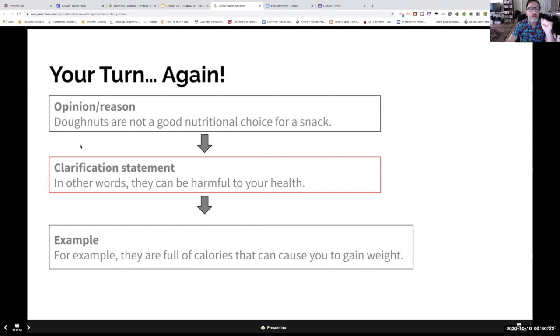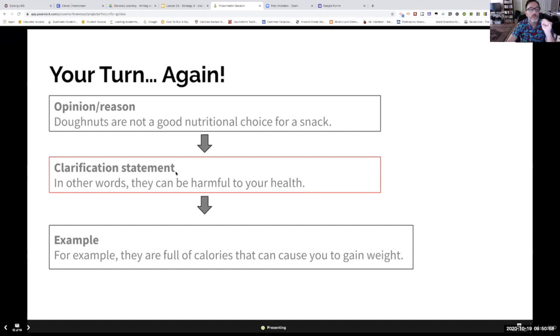So what I want to take a look at is an important distinction here, so stay with me because this is an important point. You have your clarification statement: in other words, they can be harmful to your health. So it's important for us to provide an example or examples after that clarification statement. So, for example, they are full of calories. How can it be harmful to your health? Well, they're full of calories and they can cause you to gain weight, which creates a host of other problems as well. But you have some examples there.